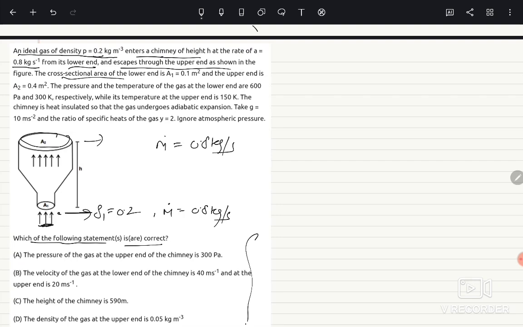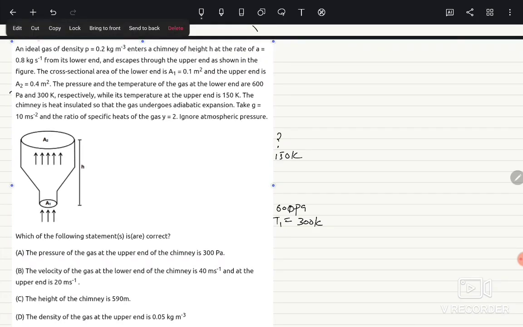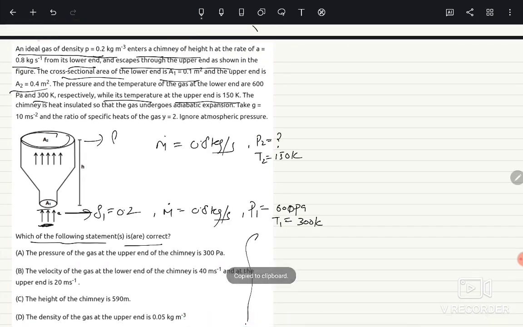The cross sectional area A1 is given 0.1 and the upper end A2 is given. The pressure and temperature of the gas at the lower end: let us say the pressure is 600 Pascal, the temperature is 300 Kelvin, and its temperature at the upper end is 150 Kelvin. Here pressure is not given, but the temperature is given as 150 Kelvin. Here density is not given.